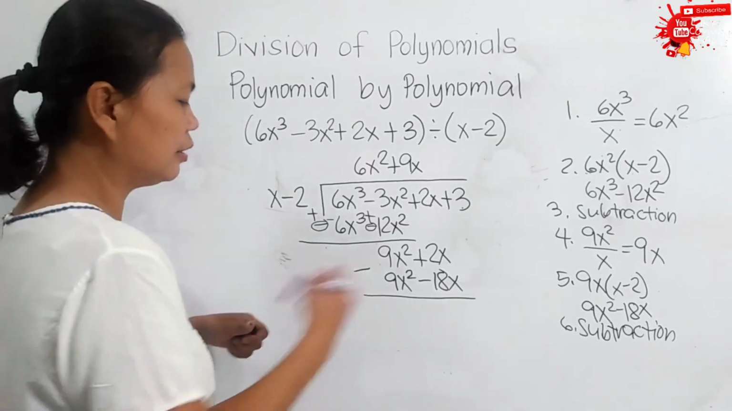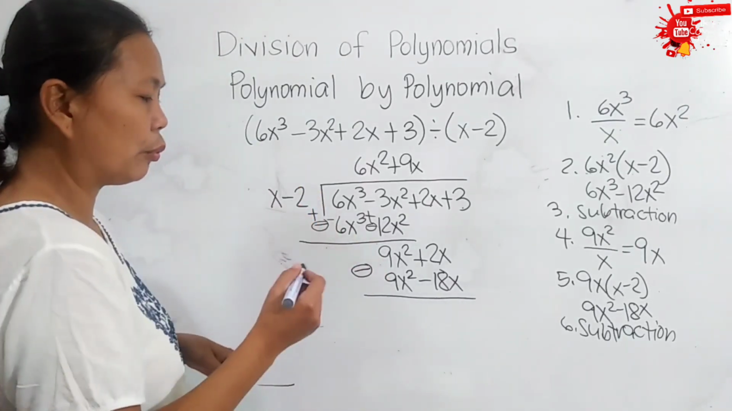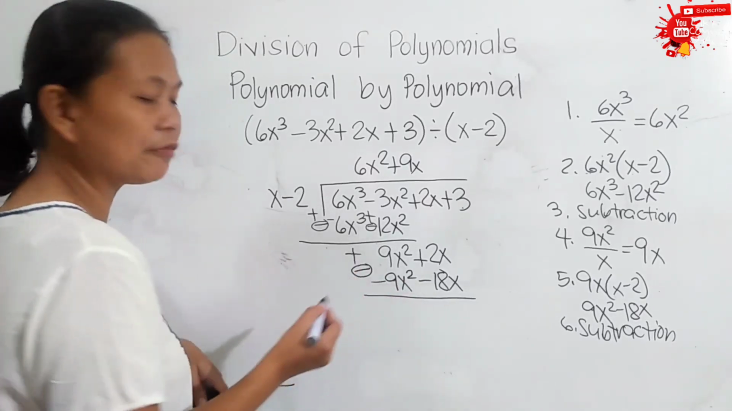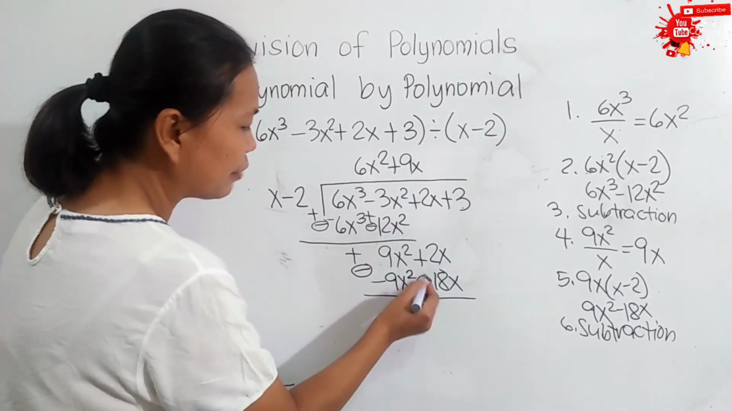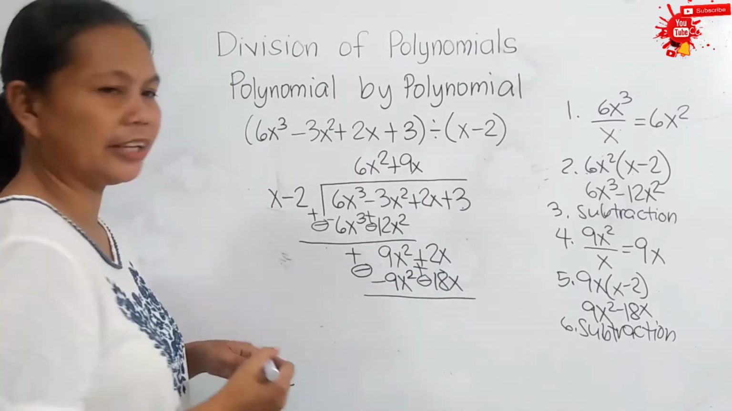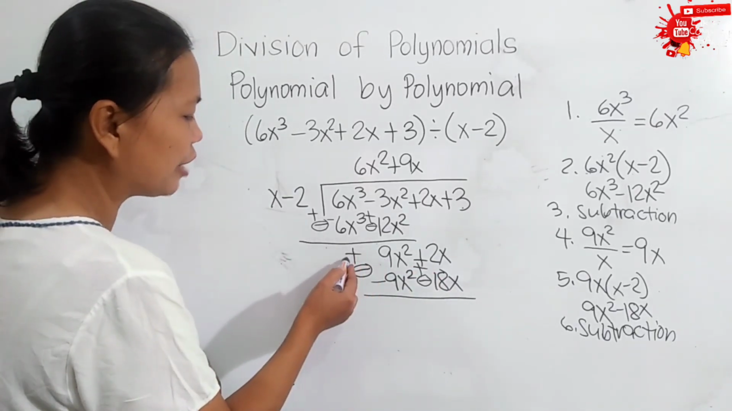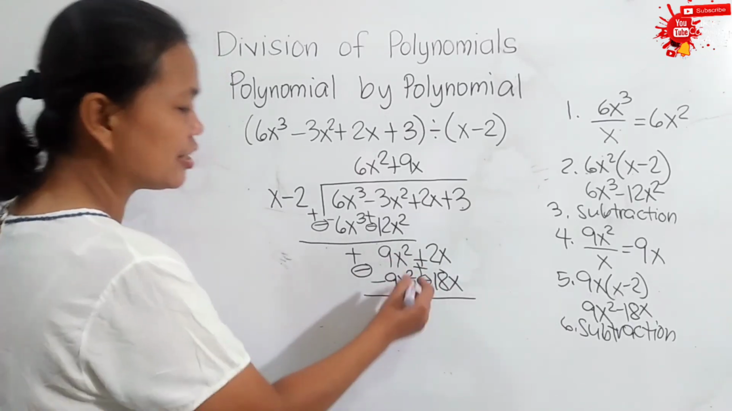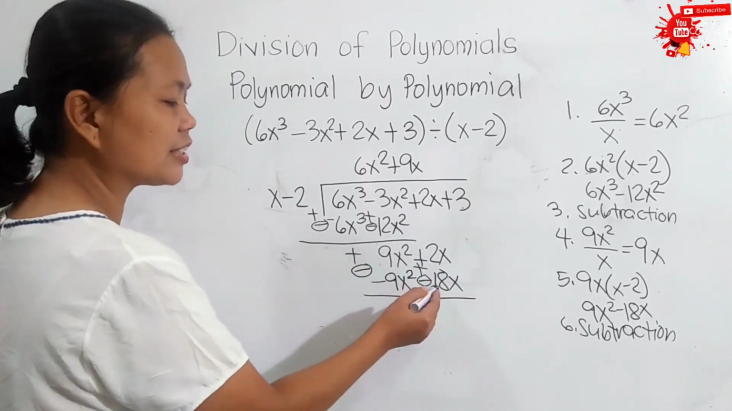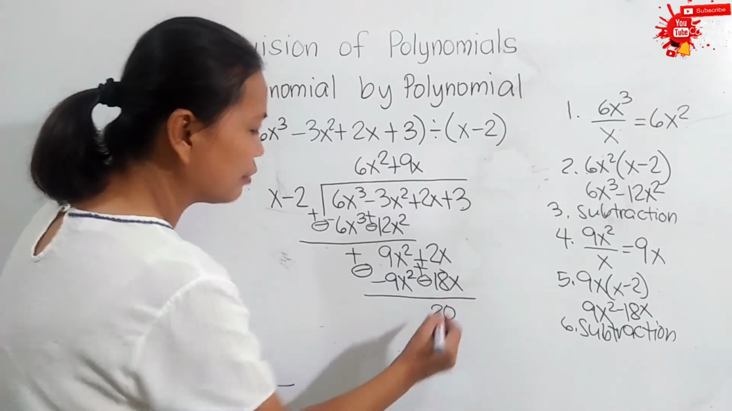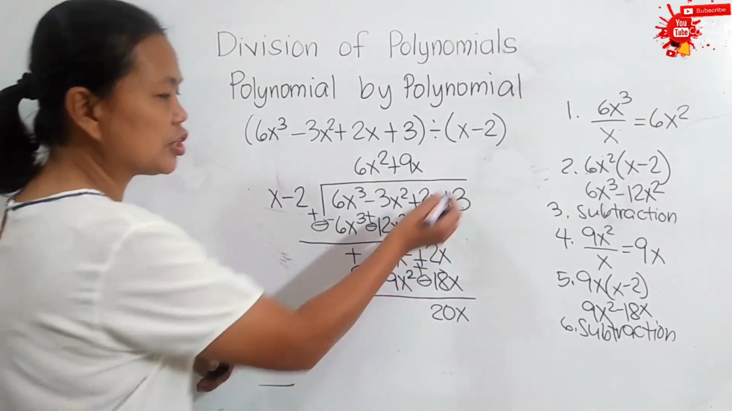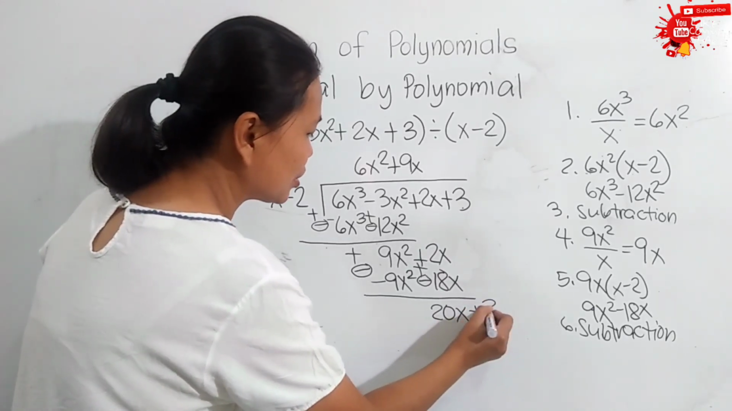So we have here, change it to minus sign to plus sign, then 9x squared to negative 9x squared, negative 18x to positive 18x. So what is positive 9 plus negative 9? So this is 0. So no need to write 0. Then positive 2 plus positive 18, we have positive 20. Then we just copy x, the literal coefficient. Then bring down the next term.